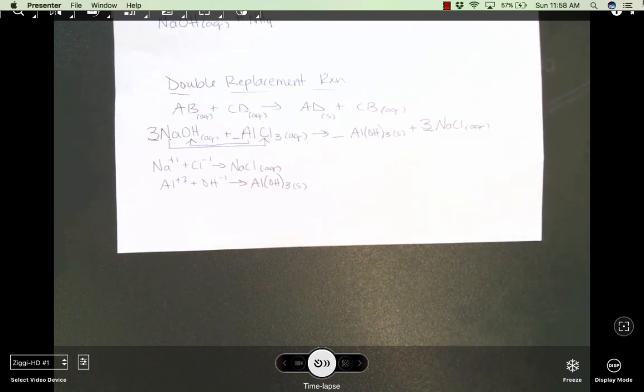So those are the 4 different types of reactions that we're going to be working with for the next couple of weeks.